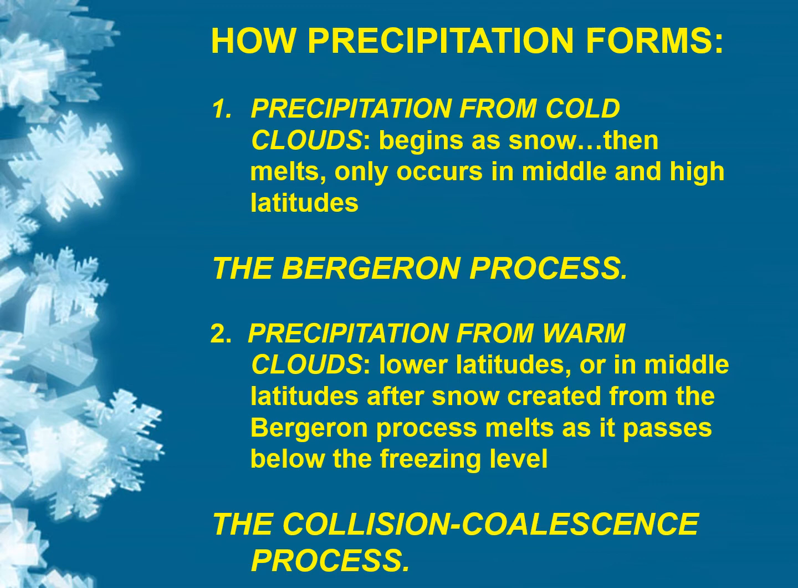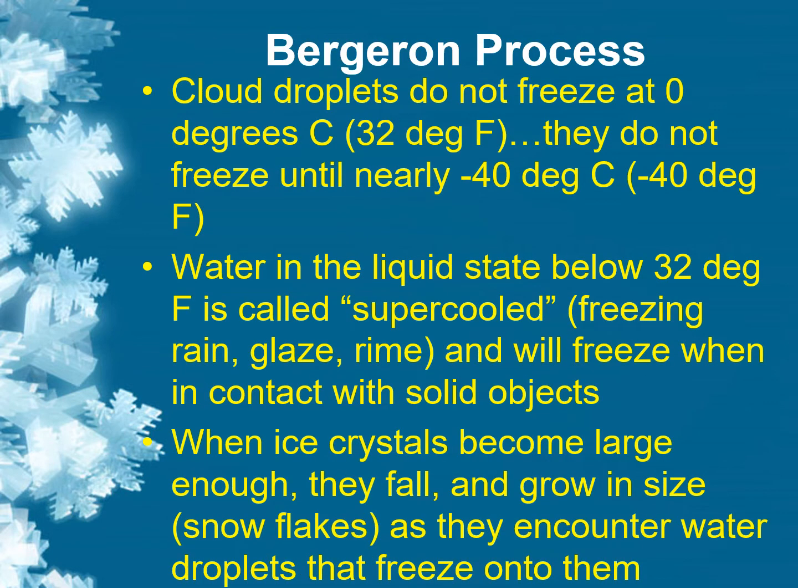So we're talking either in the lower latitudes, like within the tropics, 23.5 degrees north latitude down to 23.5 degrees south latitude, or perhaps in the middle latitudes, like where we live, after snow created from the Bergeron process melts as it is falling down through the troposphere, encountering warmer air on its way down. Just some interesting stuff here. Oh, we finally get to talk about supercooled fluid.